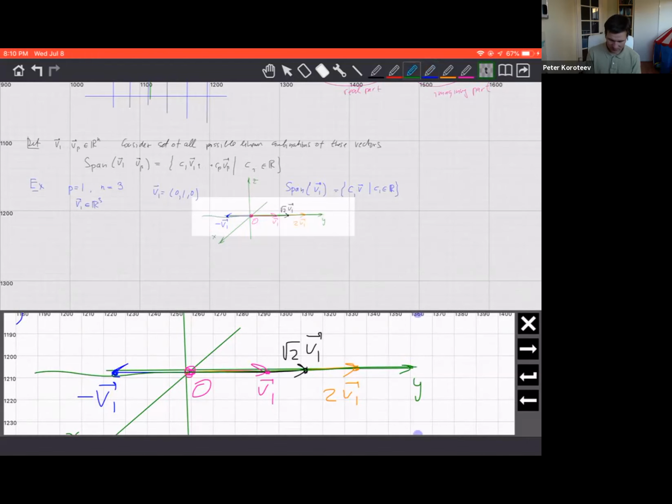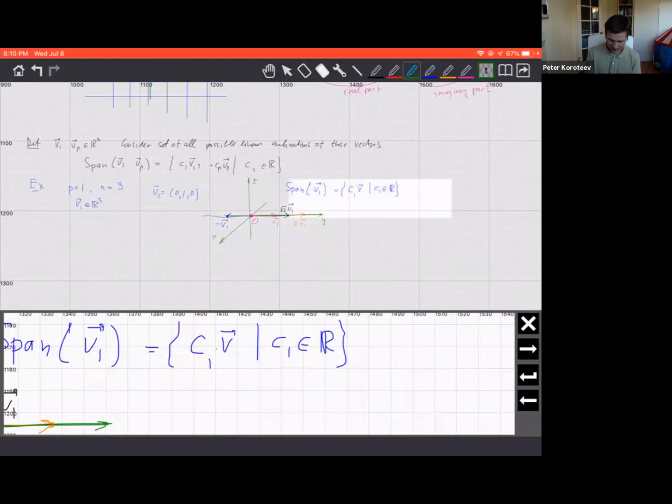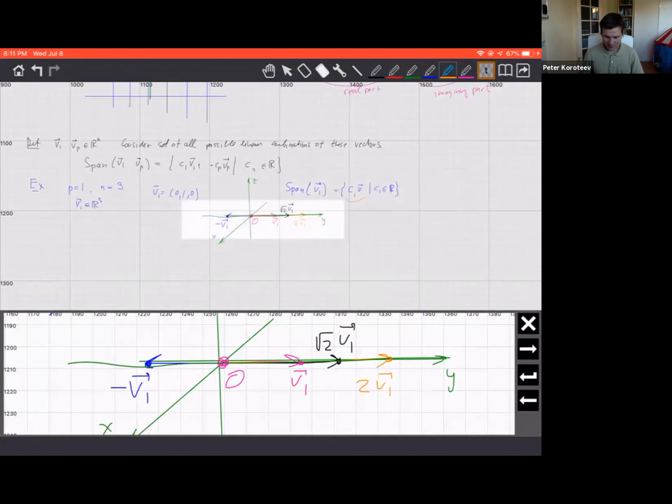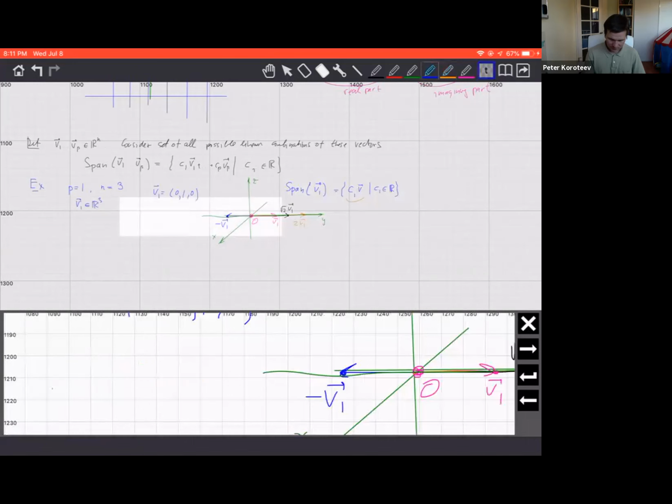Everything. So indeed, C1 times V, C can be any number, and V is a vector of fixed length. Now, when you multiply a vector by a constant, you get a vector in the same direction if the constant is positive, and its length is scaled by that constant, right? So here we have some examples. For example, vector 2v1 will have components 0, 2, 0, right?